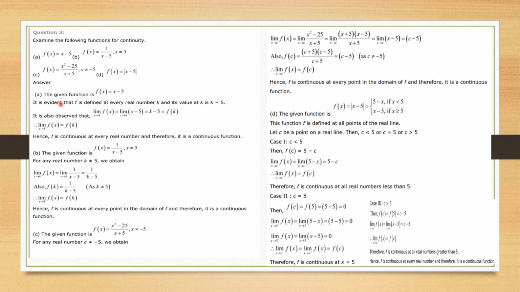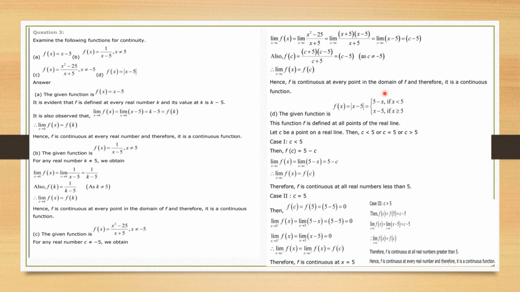Now for this part, again for this to exist, x should not be equal to -5. So again I'll take any real number c which is not equal to -5. How will I evaluate it? Again you can factorize the numerator, and by cancelling I'll just get x - 5, which is c - 5. Similarly, what is f(c)? It is again c - 5. So again the limit as x approaches c of f(x) is f(c). So the function is continuous at every point of the domain.